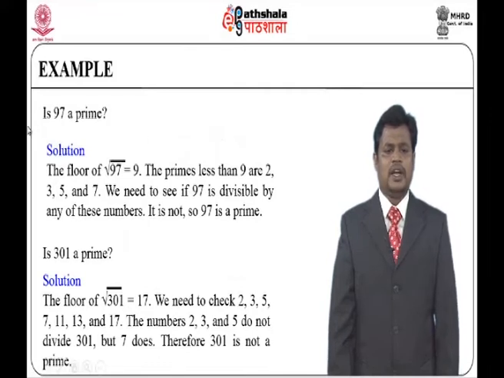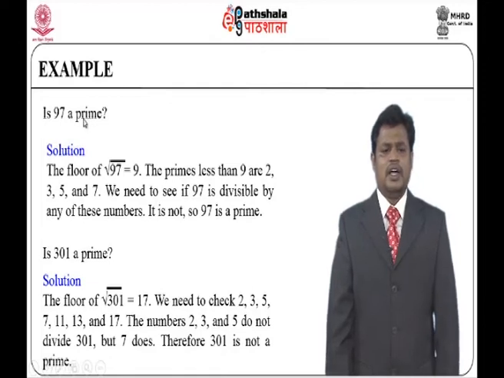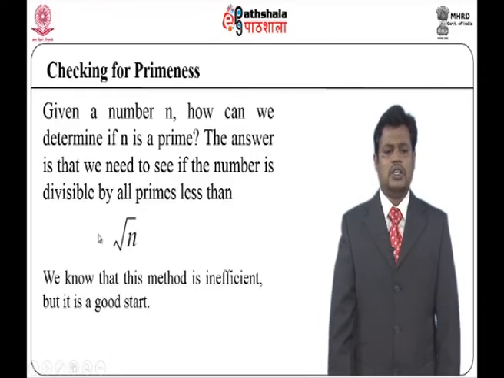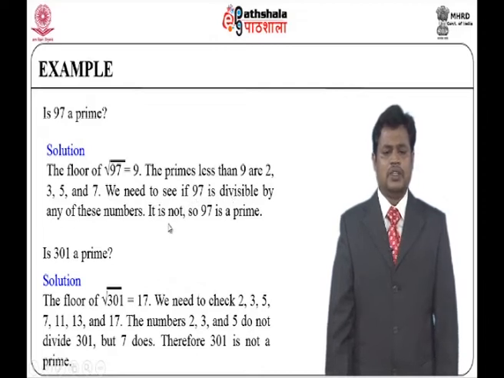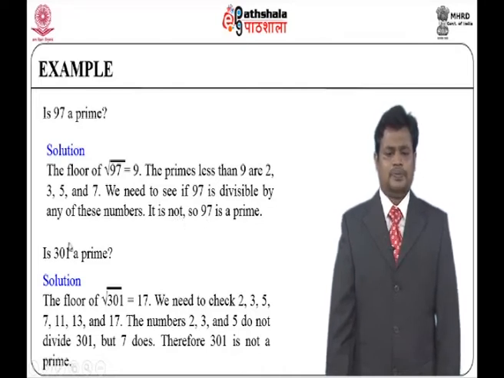So we will see some examples related to primes. Is 97 a prime? According to this, we have to find the square root of that. The square root of 97 is about 9. So the primes less than 9 are 2, 3, 5 and 7. We need to see whether 97 is divisible by any of these numbers: whether 2 divides 97, 3 divides 97, 5 divides. No number less than 9 divides 97. So I can say that 97 is a prime number.